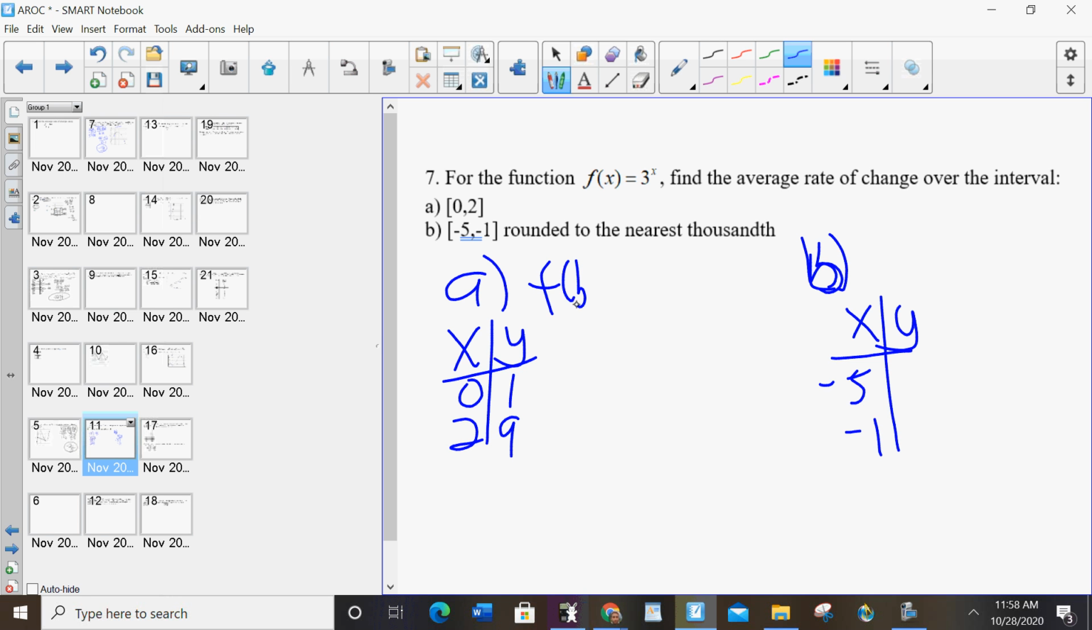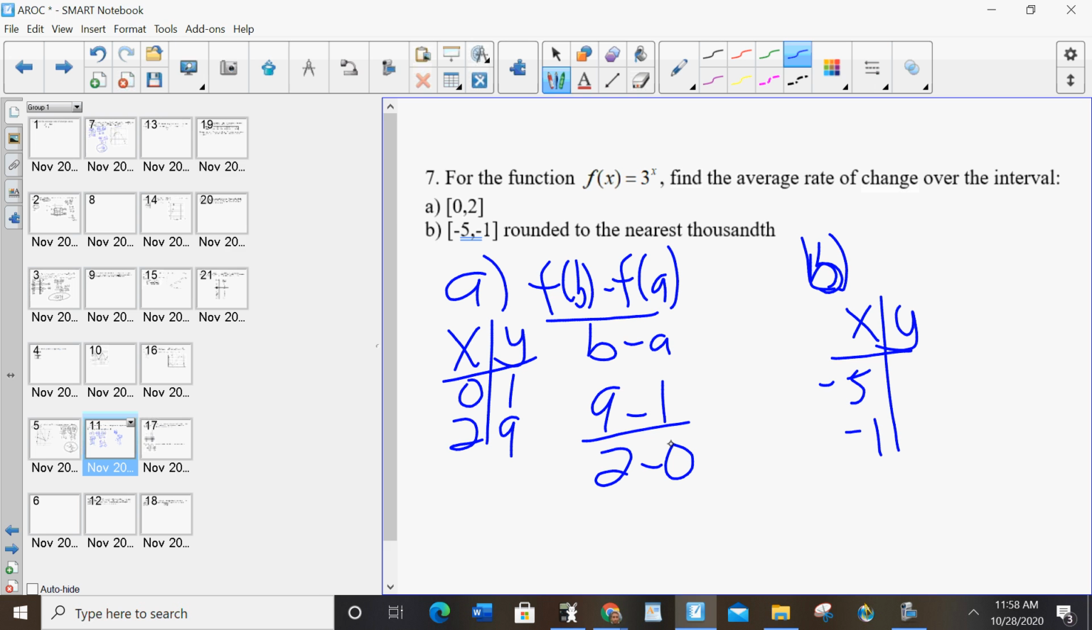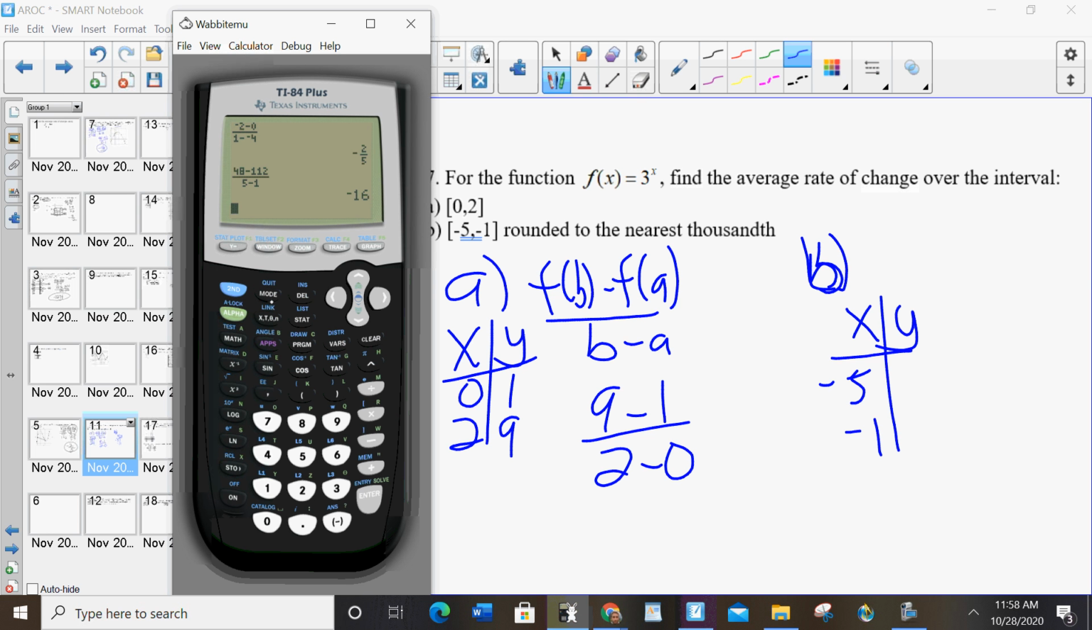F of b minus f of a over b minus a. 9 minus 1 over 2 minus 0. Alpha y equals enter. 9 minus 1 over 2 minus 0. 4.